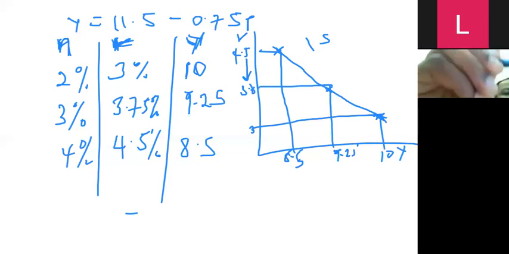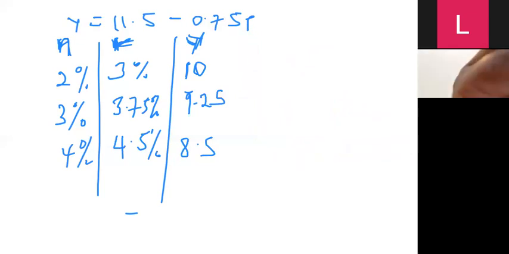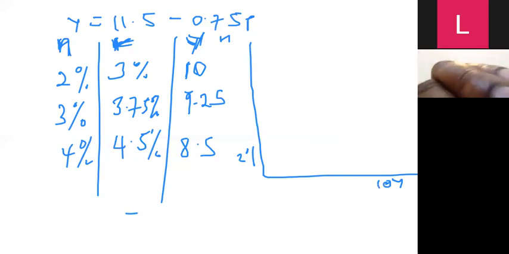Now the next one that we're going to look at is the aggregate demand curve. The aggregate demand curve looks at the relationship between prices or inflation and output, right? Okay, great. So this is my Y, this is my inflation. So when inflation is 2%, output is what? 10. So we are going to be somewhere here, 2% and 10.